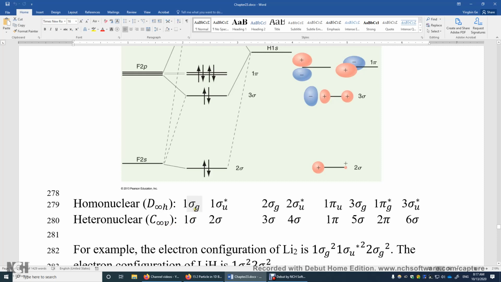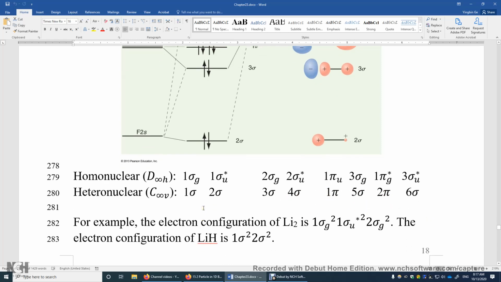Well, first, drop the g/u subscripts. So it's 1 sigma, 2 sigma, and then 3 sigma, 4 sigma. This is the first pi. This is the second pi. And then over here, 5 sigma, 6 sigma. All right, so if you are looking at hydrogen fluoride, there are a total of 10 valence electrons. So 2 electrons here, 2 here, 2 here, 2 here, and then 2 electrons here.